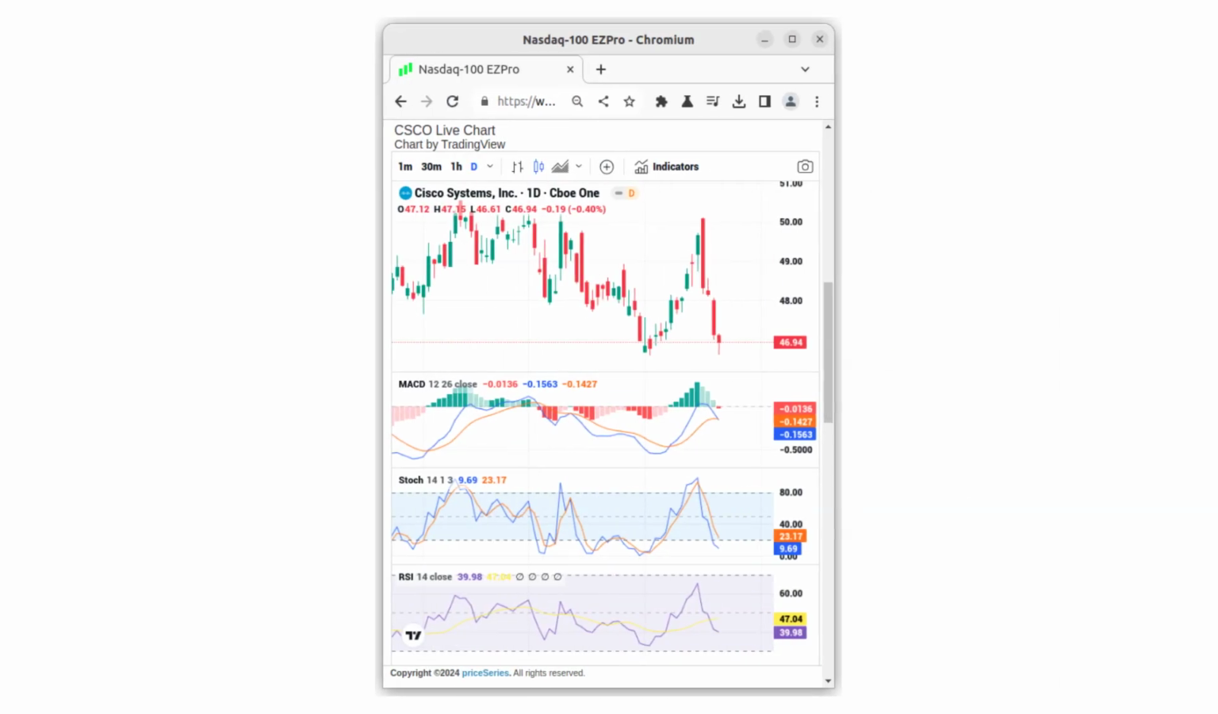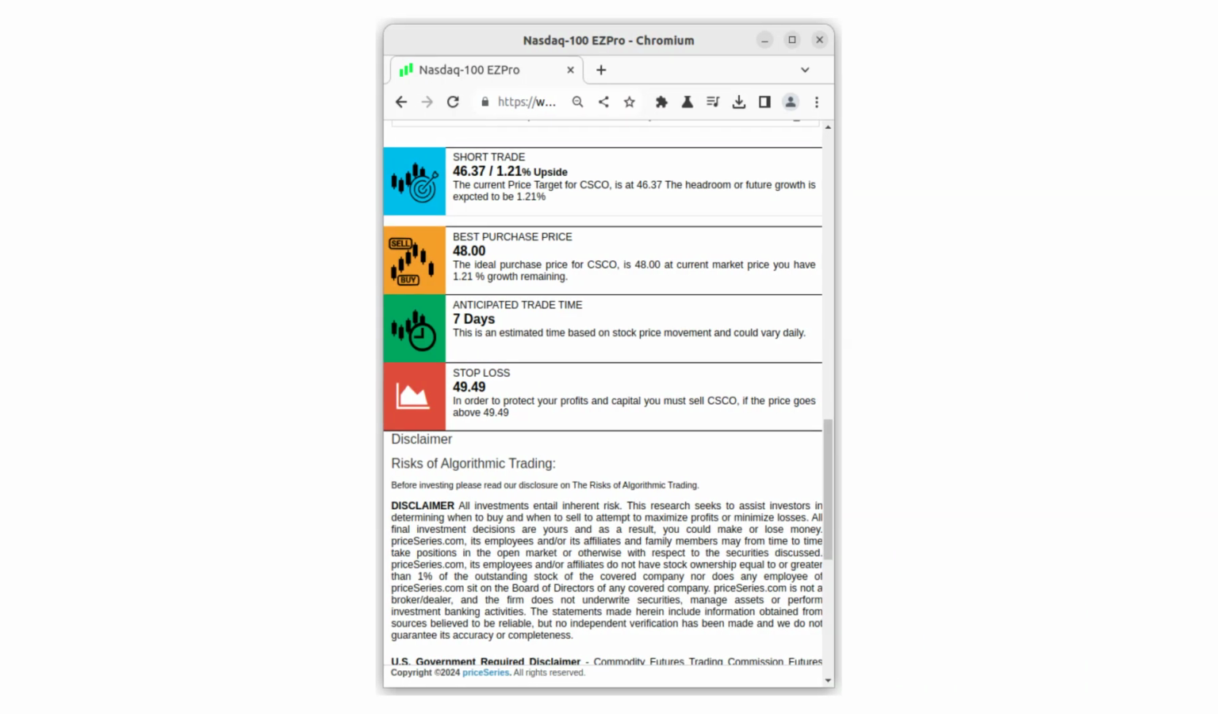Let's scroll down and look at the live momentum charts. As you can see, all indicators point towards a downtrend. Here's an English description for traders who find it difficult to read the charts.